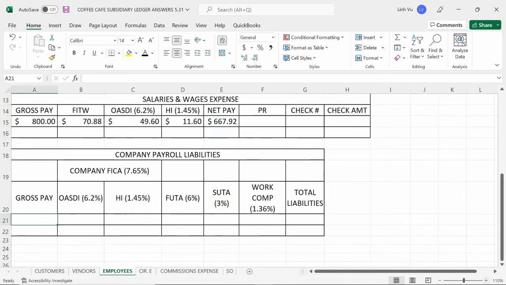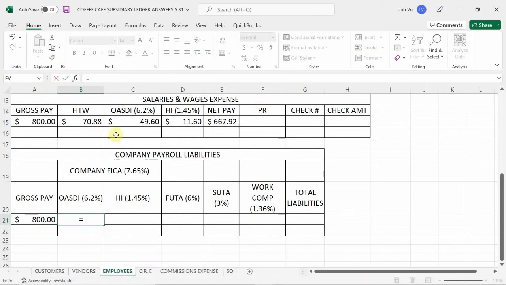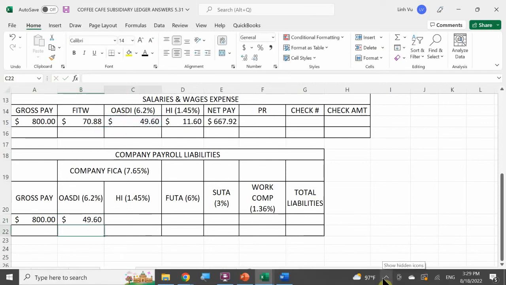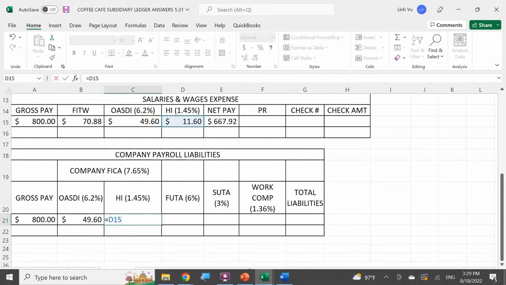Now again, the rule is it's going to be based on how much Irene has earned. Every individual that you're calculating all of these taxes for is going to be based on the individual. So in this case, Irene has only earned $800. How much is going to go into OASDI, which is Social Security? We already know what that is. It's $49.60, right? We already calculated it. The Medicare is going to be $11.60. We already know that because it's already pre-calculated.